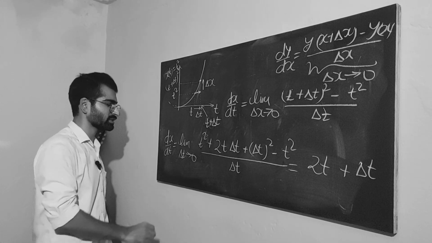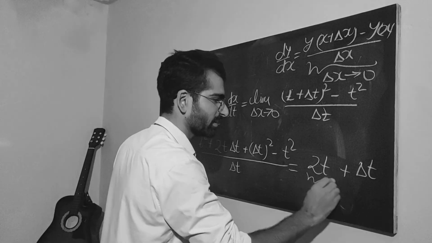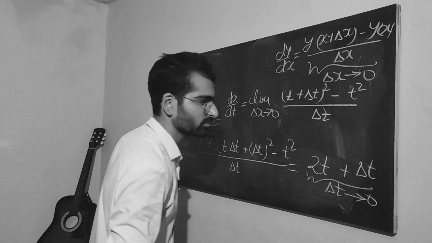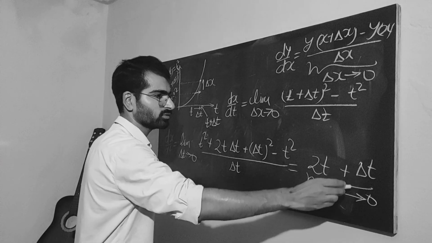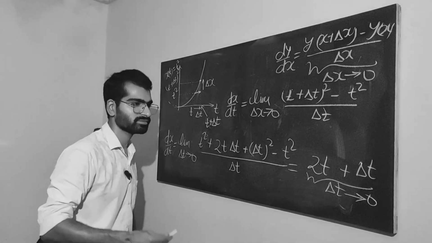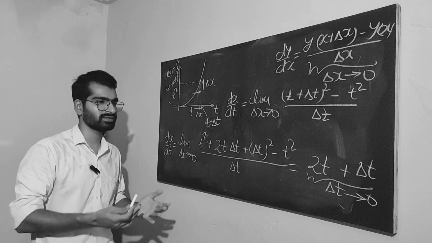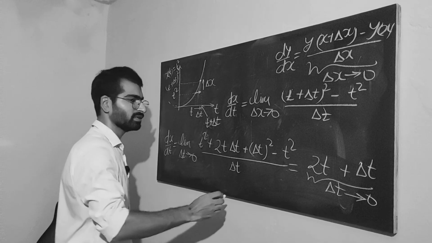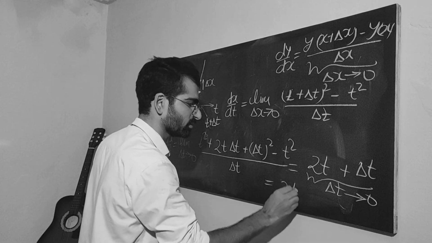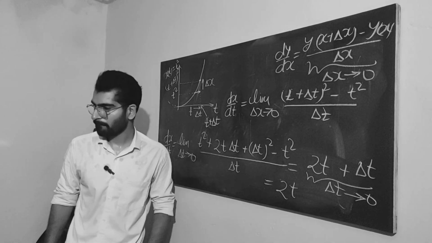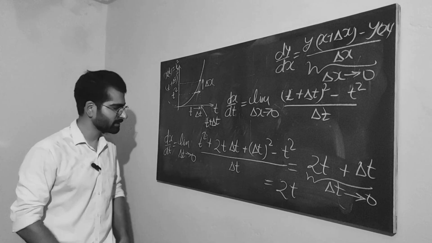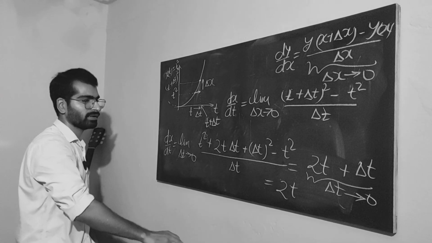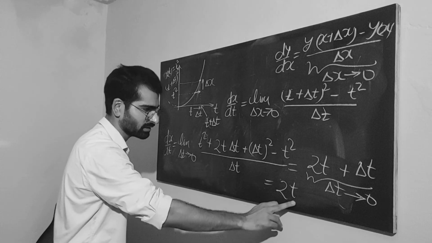And now we can substitute for delta t to approach 0. So this becomes, you can neglect it because delta t is almost 0, and so your dx dt is finally 2t. So that's the derivative of t squared, that's 2t.